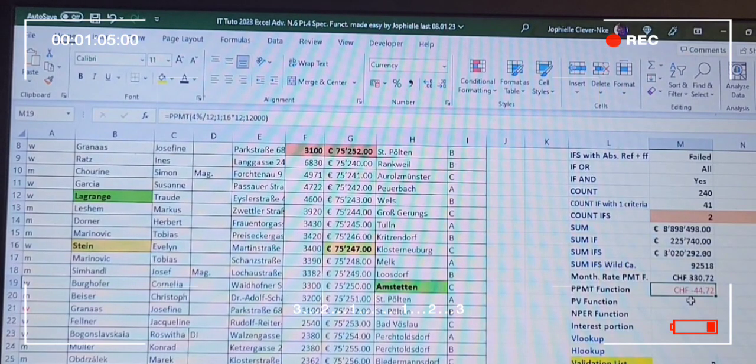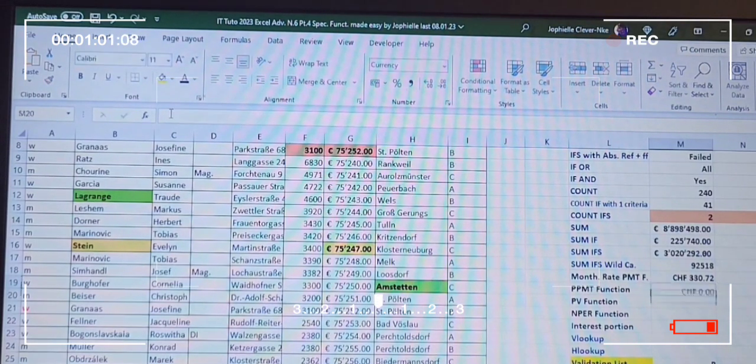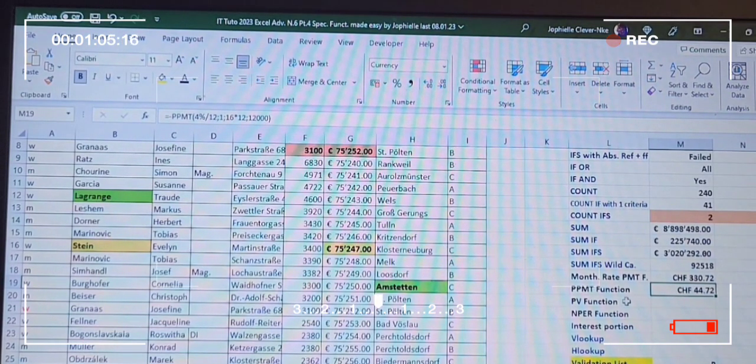And again, it's red because it's money going out. So we have to insert a minus in front again. And this is what we have now, 44.72. And while you are performing the function, if you notice that the PPMT is bigger than the PMT, then you have a problem.